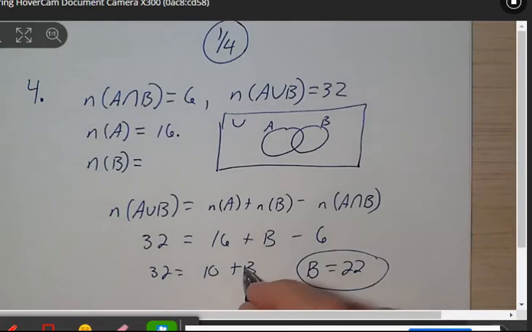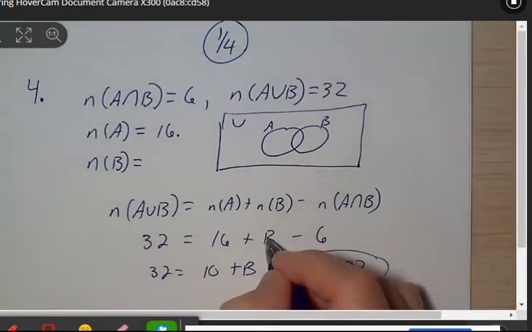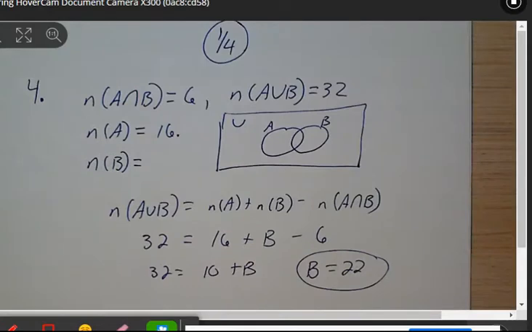All right, and again, you can use the Venn diagram, but to me, it's easier just to go back to that formula and use it, a little bit quicker way. If you want to use the Venn diagram, then definitely go ahead.